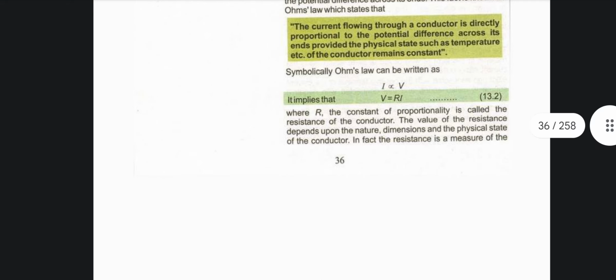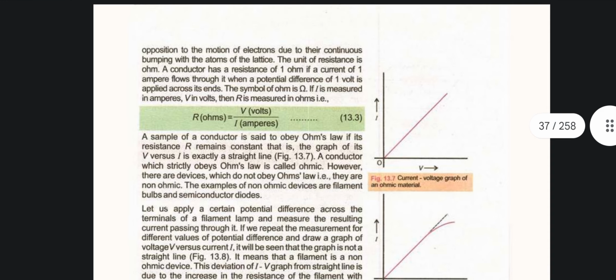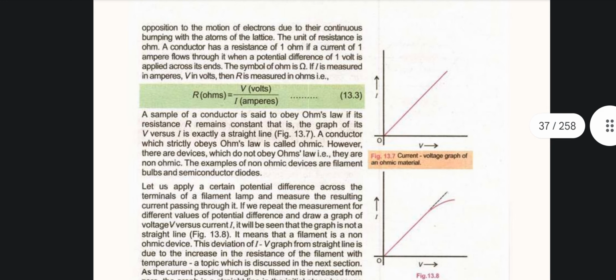Symbolically, Ohm's law can be written as I is directly proportional to V, so it implies that V is equal to RI, where R is the constant of proportionality called the resistance of the conductor. The value of resistance depends upon the nature, dimension, and the physical state of the conductor. In fact, the resistance is a measure of the opposition to the motion of electrons due to their continuous bumping with the atoms of the lattice.